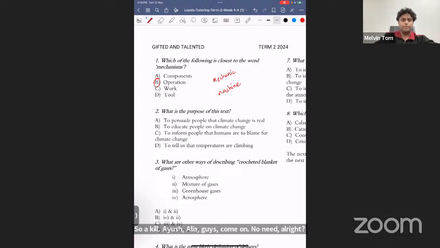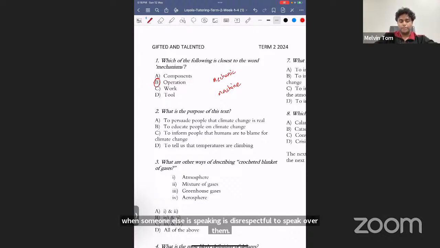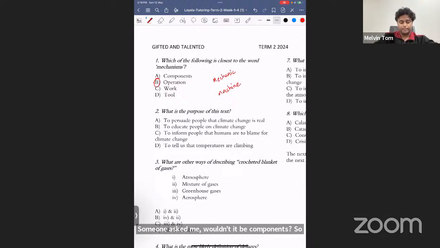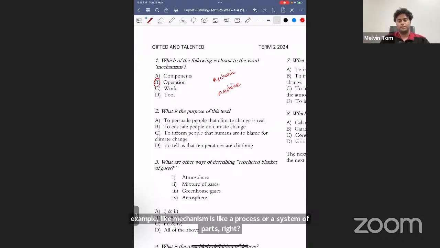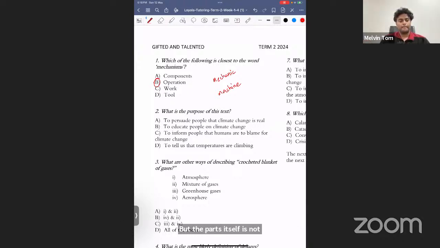Someone asked me, wouldn't it be components? So components are parts, but in this case, a mechanism is like a process or a system of parts, right? But the parts themselves are not a correct replacement, right? For example, a machine is a bunch of parts or a bunch of tools working together, right? But you can't say a screw is a machine because it's just a part of the machine.